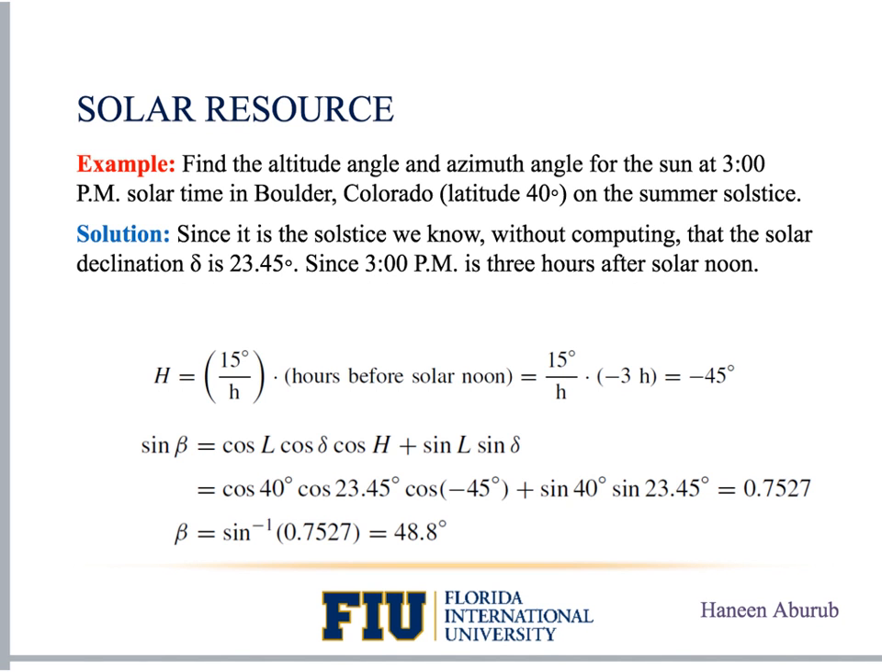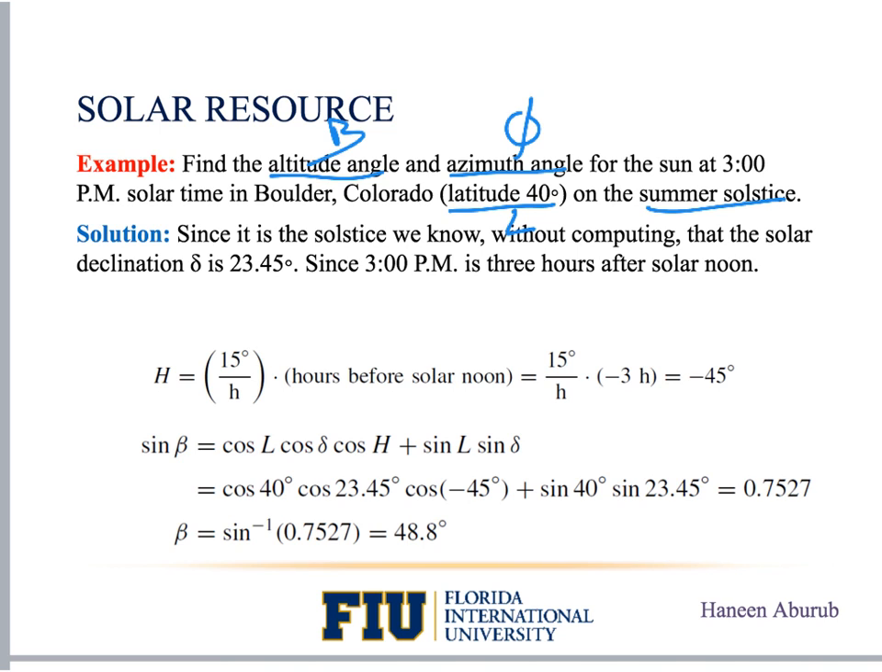Now let us solve an example about the previous slide that we talked about. Okay, so the example is asking us to find the altitude angle, so we need to find beta, and the azimuth angle, which is phi, for the sun at 3 p.m. solar time in Boulder, Colorado. Boulder, Colorado has a latitude of 40 degrees on the summer solstice. So how to solve this example?